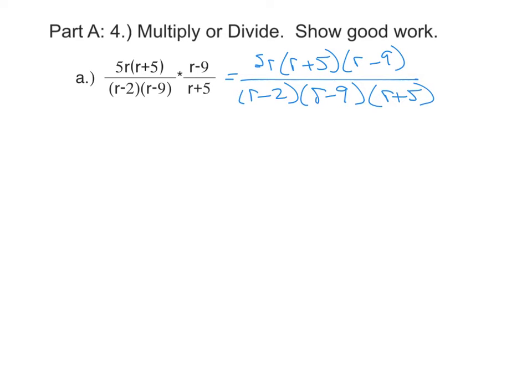Once numerator and denominator are all factored out, we just have to cancel common factors. So I see that I have this r minus 5 in the numerator and in the denominator. Those two will cancel. And so will the r minus 9s that are both in the numerator and the denominator. Everything that's left are factors that are not the same in the numerator and denominator. So we're done. 5r over r minus 2.